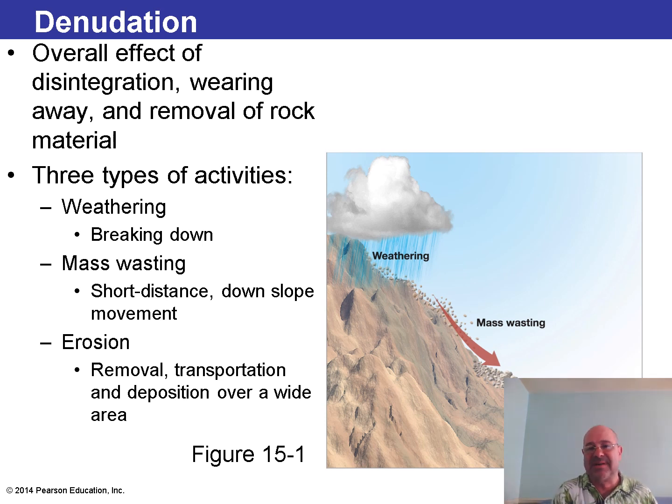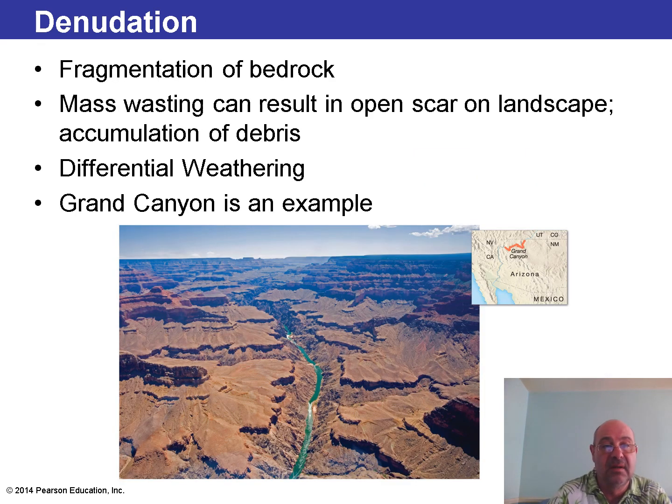Now, when we say short distance, usually rocks and such are going to get caught up on trees. For the most part, now every once in a while you get a big rock fall, boom, from the top of the hill all the way to the bottom. But for the most part, it takes time for this material to work its way down to the valley, and eventually into a stream or a river where it's toted away and deposited somewhere else. Erosion is removal, transportation, and deposition over a wide area. Fragmentation of the bedrock. Mass wasting can result in open scars on the landscape.